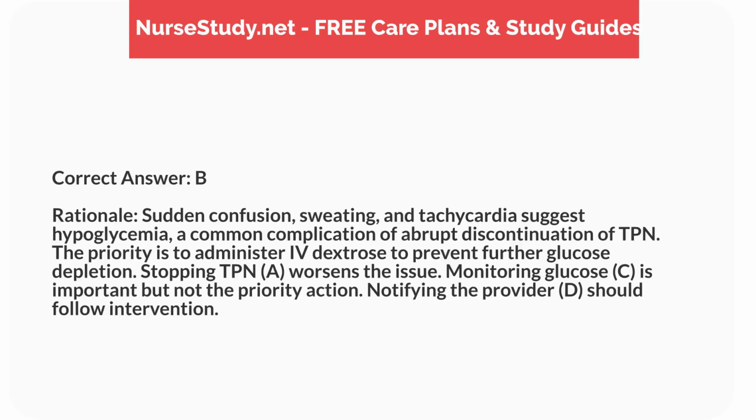Correct answer, B. Rationale: sudden confusion, sweating, and tachycardia suggest hypoglycemia, a common complication of abrupt discontinuation of TPN. The priority is to administer IV dextrose to prevent further glucose depletion. Stopping TPN, A, worsens the issue. Monitoring glucose, C, is important but not the priority action. Notifying the provider, D, should follow intervention.